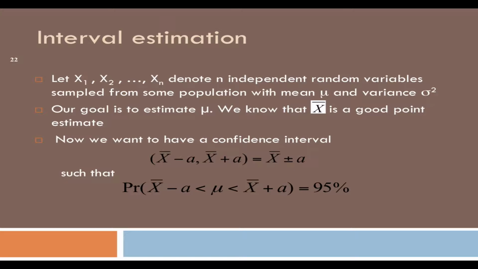The second nice property is its variance, which is the population variance over n. Our standard error is the standard deviation of the population over square root of n. This variance is the smallest variance among all the estimators.